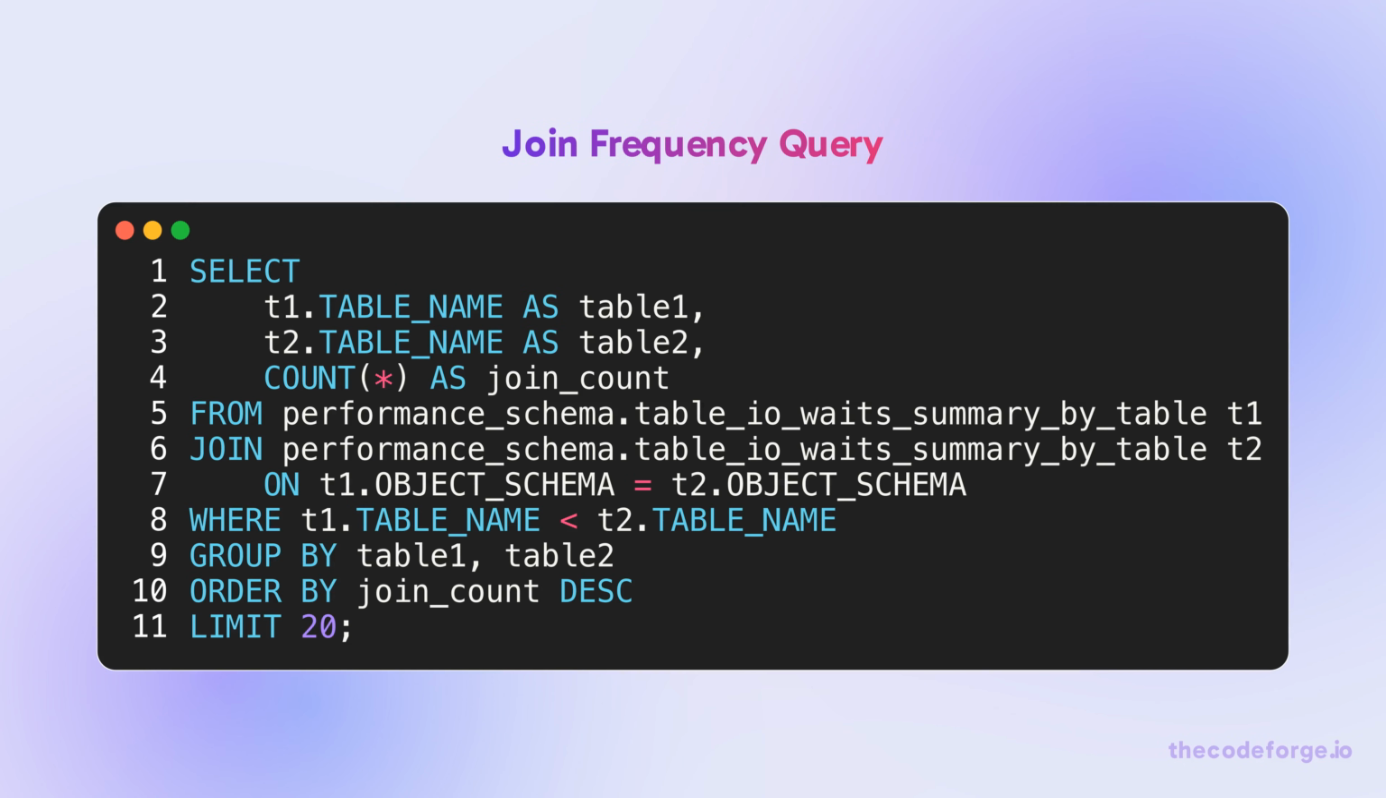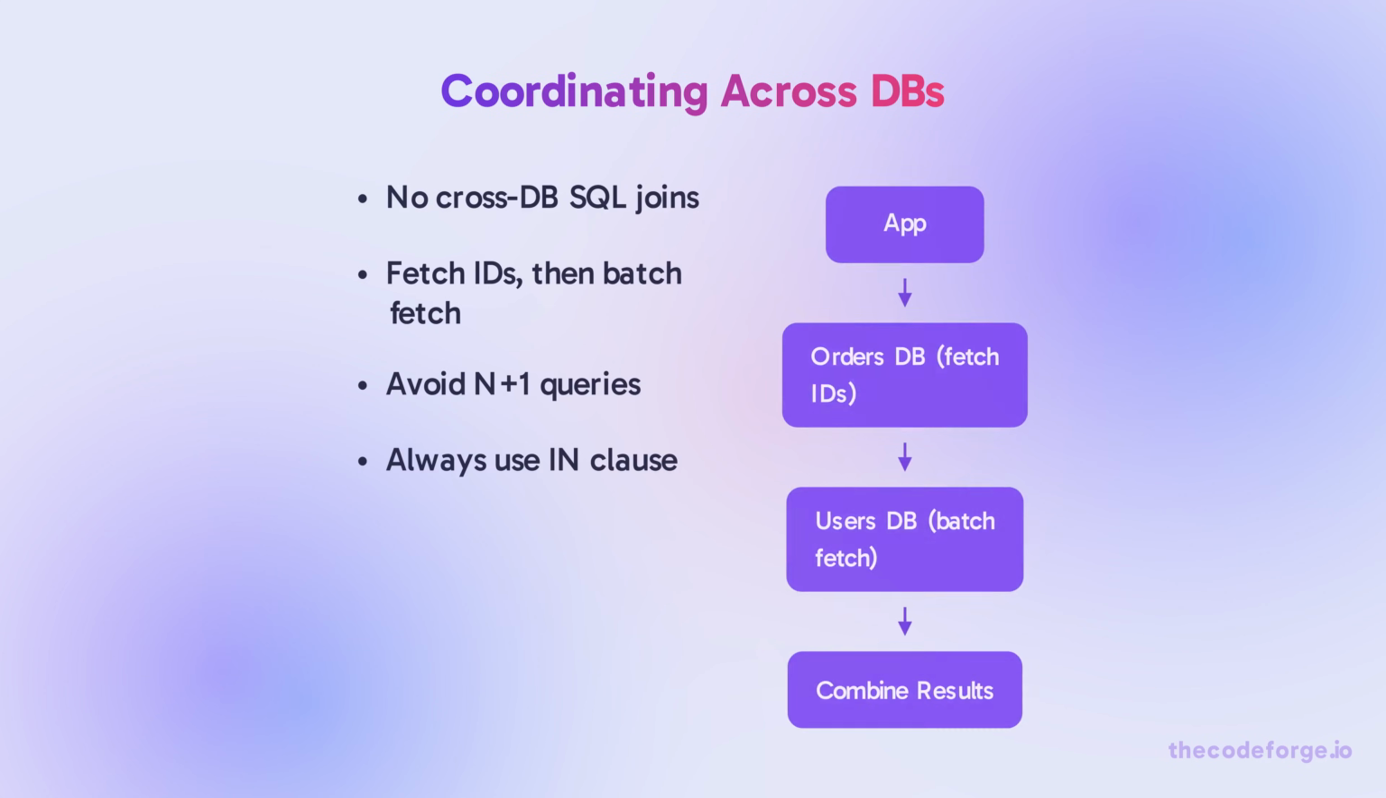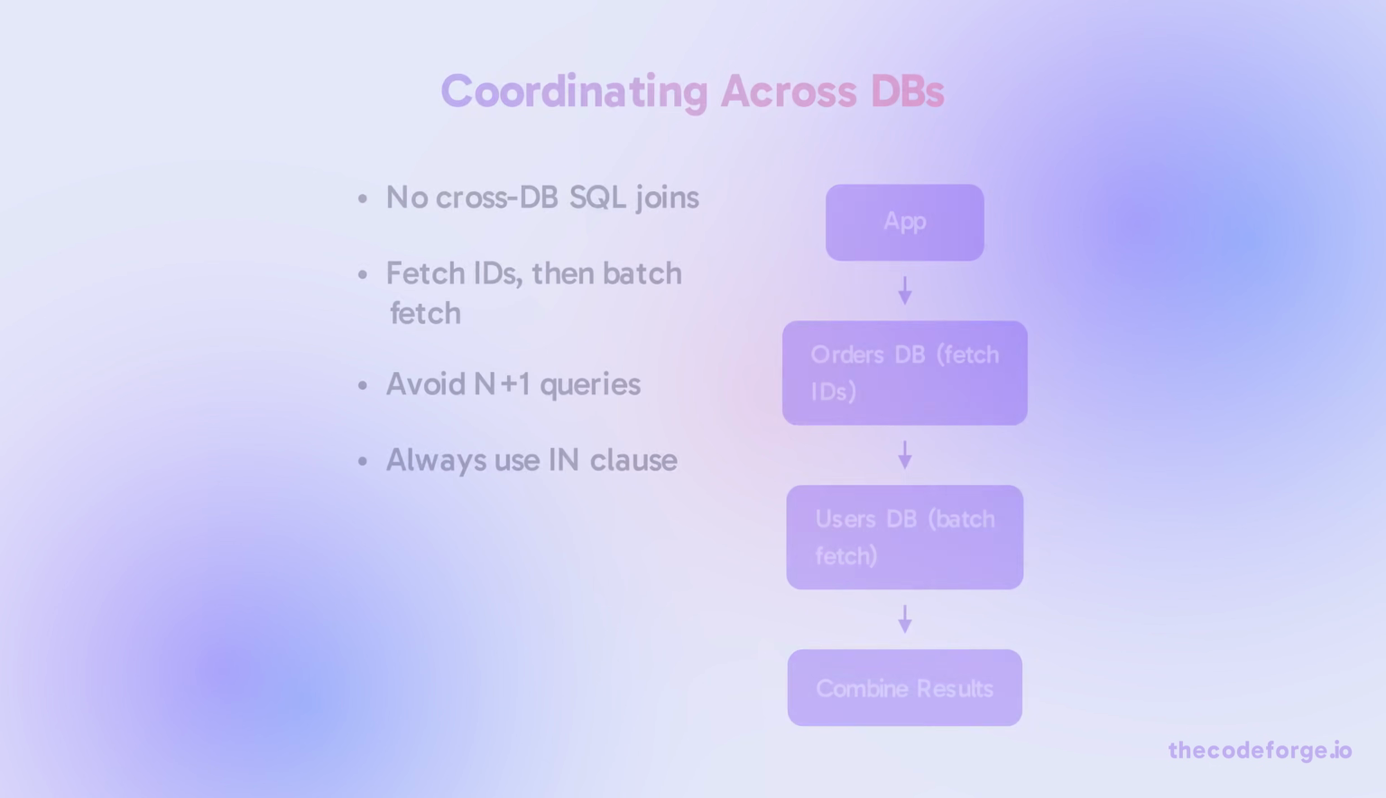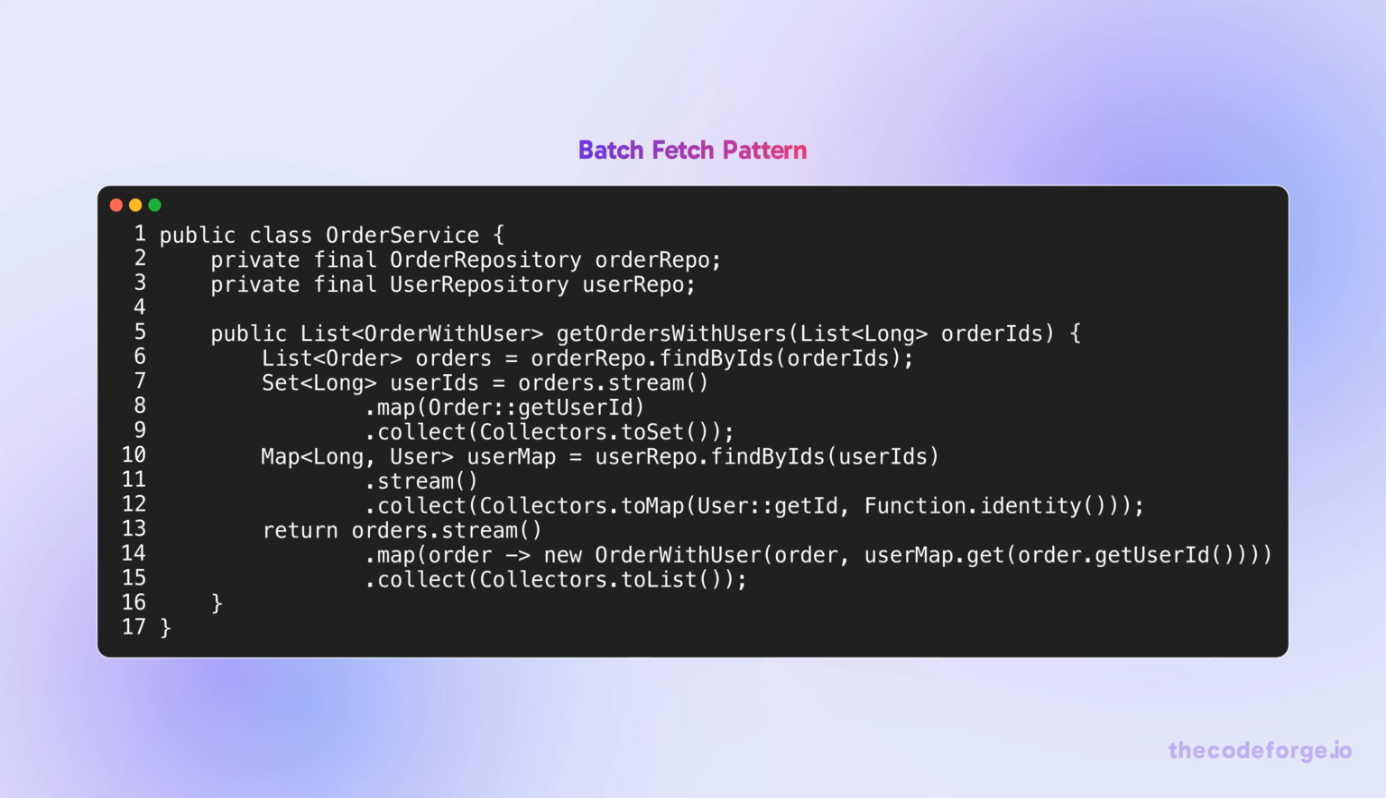Run this query on your performance schema to find tables that are frequently joined together. This helps you identify domain boundaries. Once you've split, you can't join across databases in SQL. Instead, fetch IDs from one database, then batch fetch related data from the other using an IN clause. This avoids n+1 queries. This Java example shows the batch fetch pattern. First fetch all orders, collect user IDs, then fetch all users in one query.